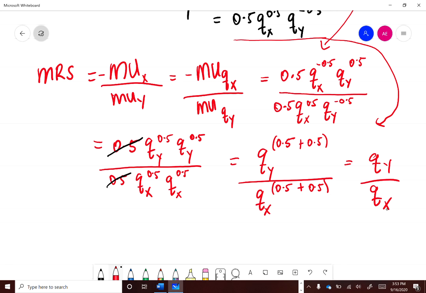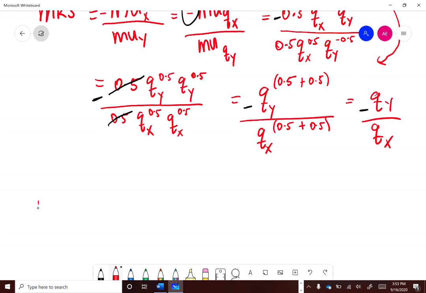Now, please note that we dropped our negative along the way, right? That's not something we should do. We should always hold on to that negative. Right, so our MRS, the slope of that indifference curve given our utility function, is equal to negative q of y over q of x. Okay, so far so good. It looks like our calculations hold up.